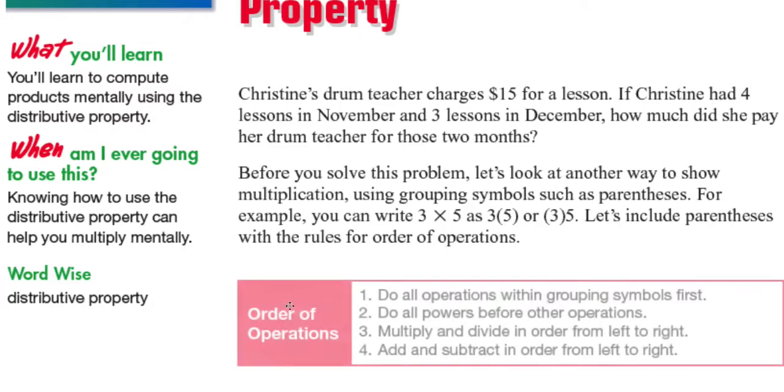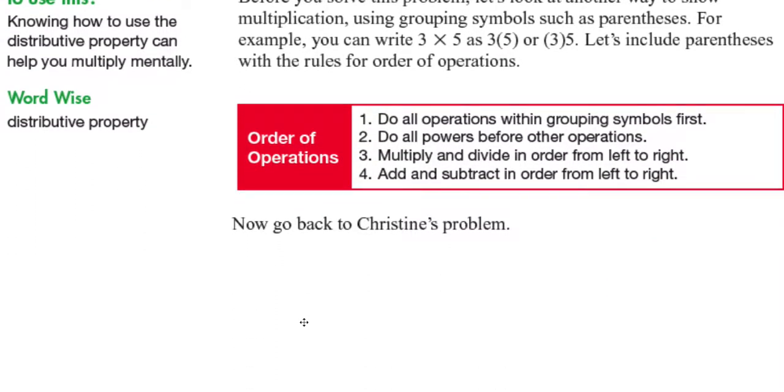Okay, so adding parentheses, we now have: do all operations within grouping symbols first. Do all powers before other operations, multiply and divide in order from left to right, and add and subtract in order from left to right. Now we have added in our order of operations. PEMDAS, where P represents parentheses or grouping symbols, E is your exponents, then multiplication or division, next priority before we do addition or subtraction. And when we do multiplication or division, or addition or subtraction, we go from left to right.